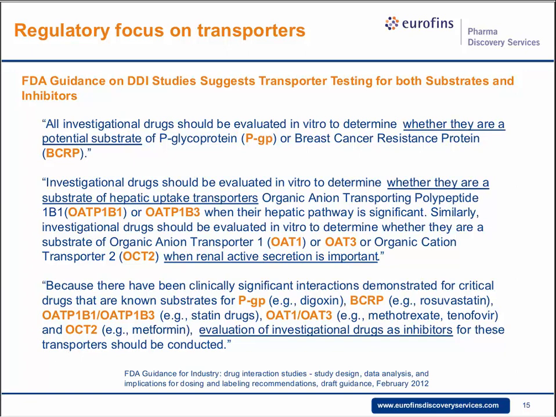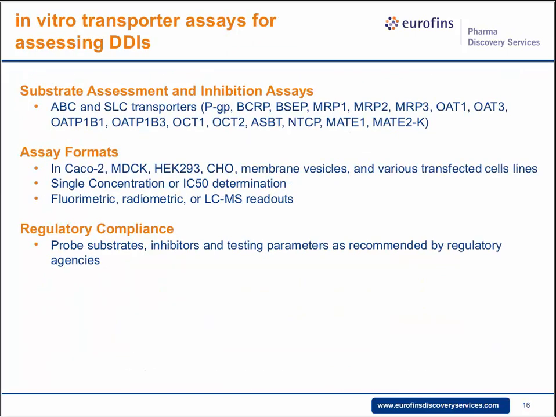And then because there are clinically significant interactions demonstrated for a number of transporters with different drug classes, the FDA also recommends that all investigational new drugs be assessed as inhibitors of these transporters as well. In light of these recommendations, a comprehensive approach to in vitro profiling of transporters typically involves assessment of a new drug candidate as a substrate and inhibitor of the diversity of ABC and SLC transporters that may be involved in disposition.